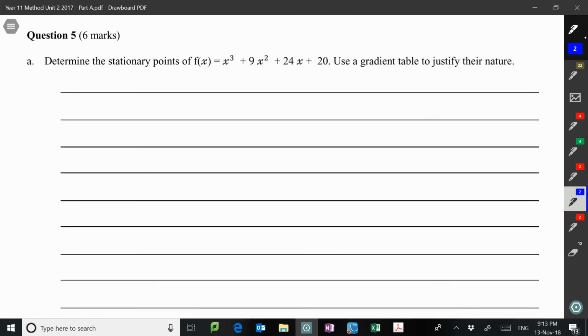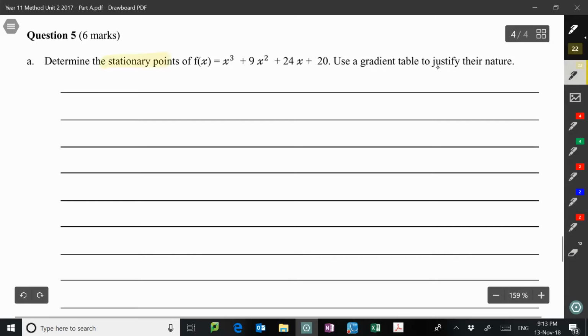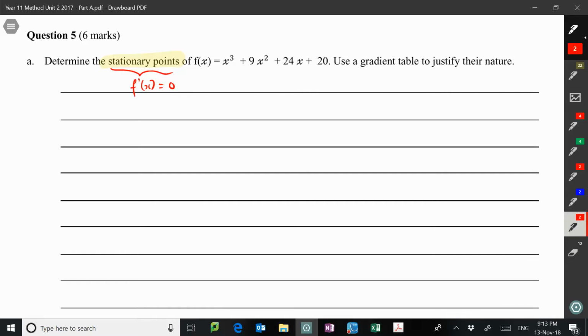So, question 5. Determine the stationary points. Now, for those who haven't been listening or forgot, stationary points just means when the derivative, f dash of x, equals 0. And if you've forgotten, what's the purpose of derivatives again? It is to find the gradient. There's nothing else trickier than that.